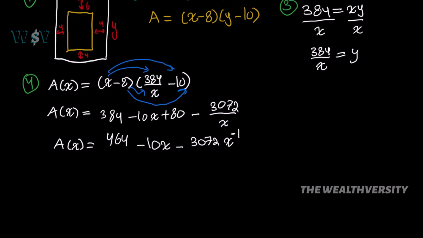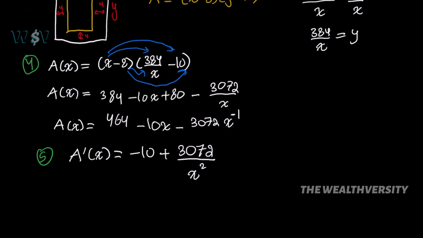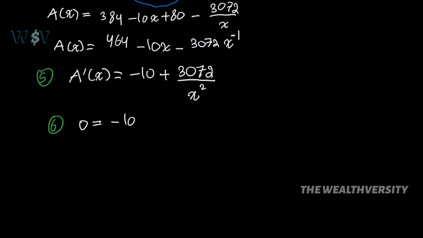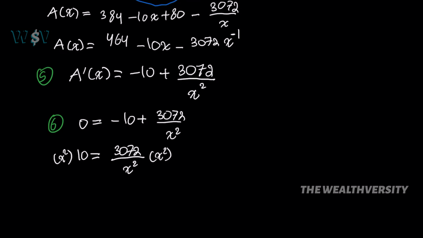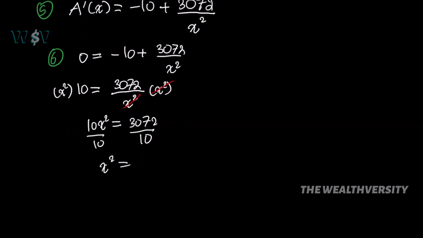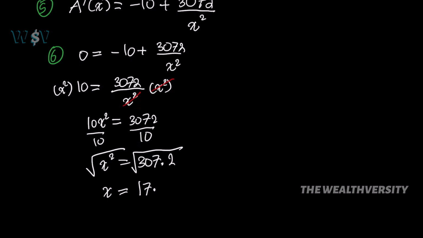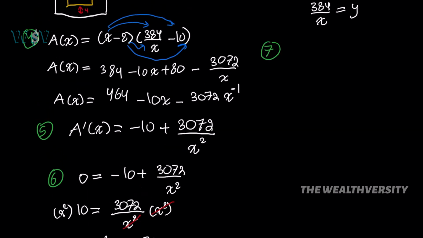The next step is finding the derivative, which is A prime of x is equal to minus 10 plus 3072 divided by x squared. Now to find our critical number where the maximum occurs, we make this equal to 0 and solve for x, where we get that x is equal to 17.53 centimeters. Now let's double check our work by doing the second derivative test.